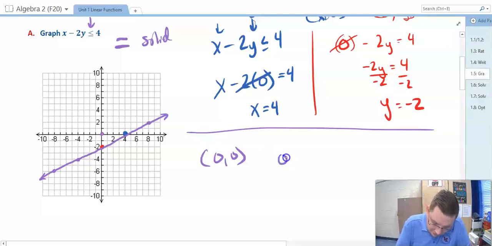And so when I test this, I get 0 minus 2 times 0. Is that less than or equal to 4? Well, 0 minus 2 times 0, so that's 0. Less than or equal to 4.